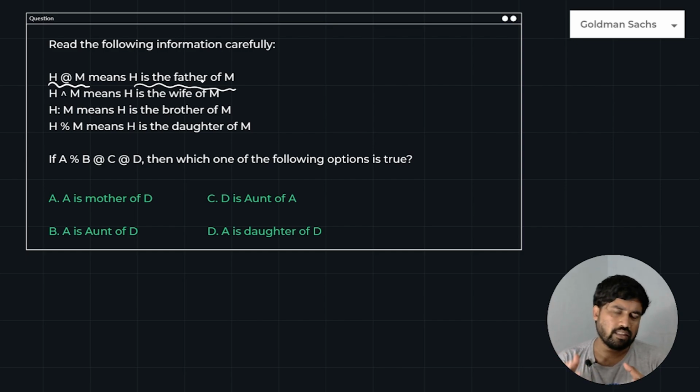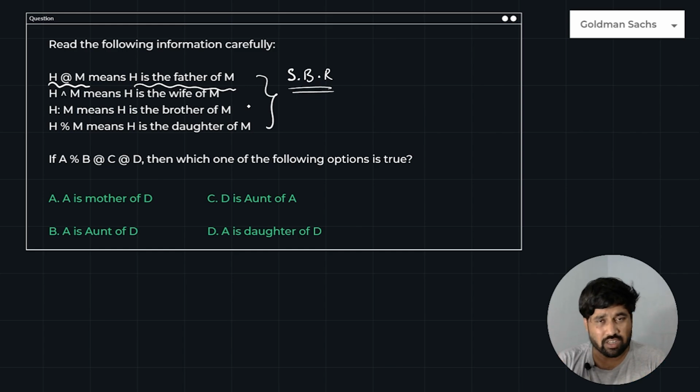Just look here guys, as soon as I read the first statement itself, I confirm that this is a symbolic blood relationship category. I don't waste my time reading the total content, because it is not required and you would waste at least 5 to 10 seconds. So whenever you come across a symbolic blood relations problem, try to skip the data and go directly to what the question is asking for.